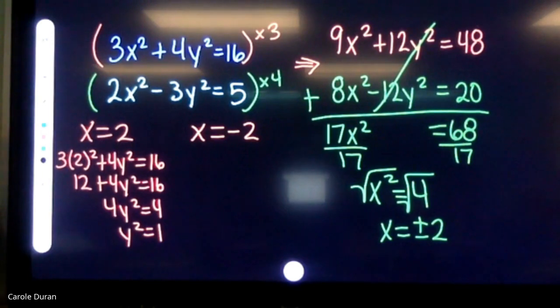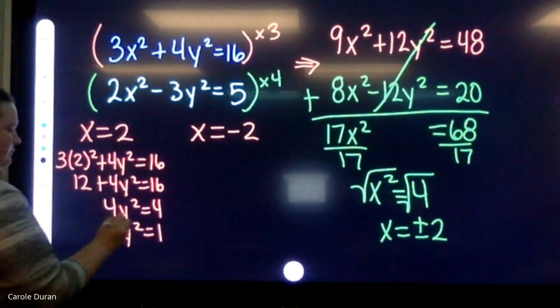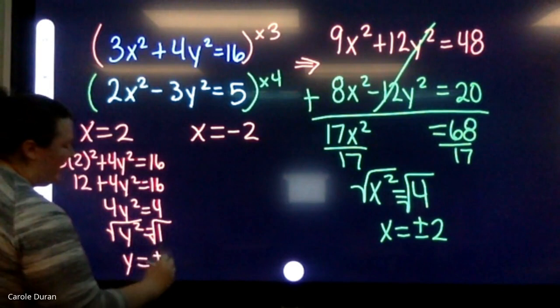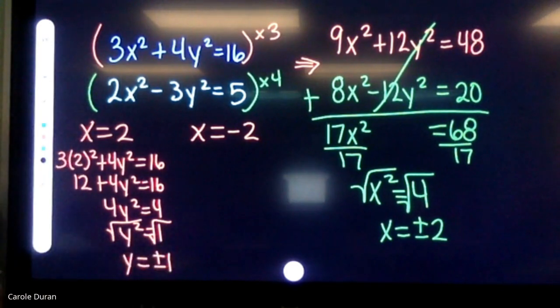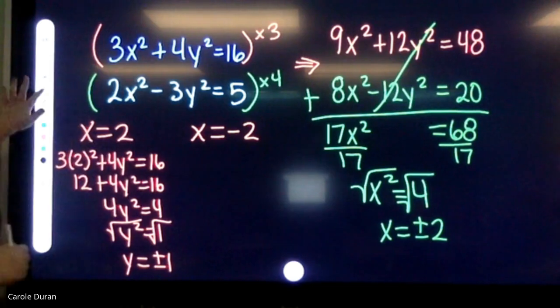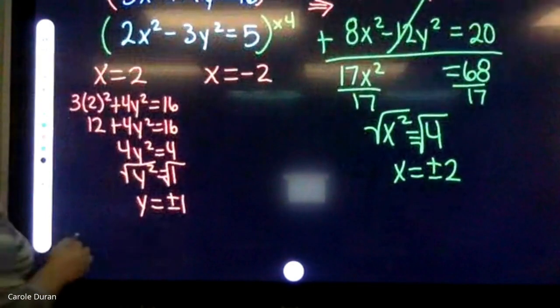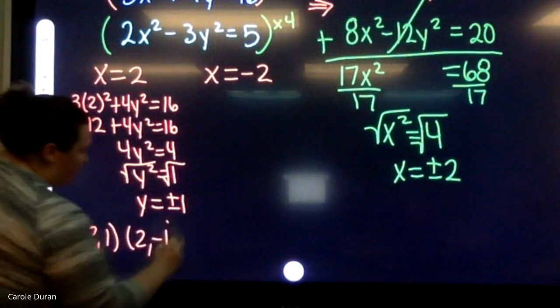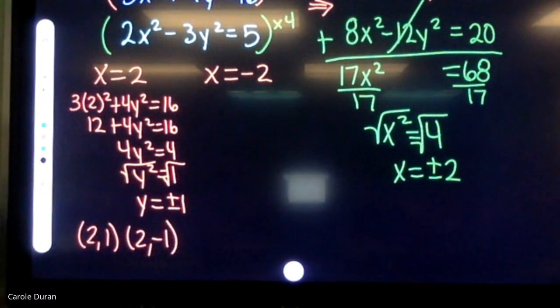Then I need to square root both sides. And what is the square root of 1? Okay, so I got y equals 1 and y equals negative 1, which means one x value gave me 2 y values. So this is going to give me 2 solution points, (2, 1) and (2, -1).